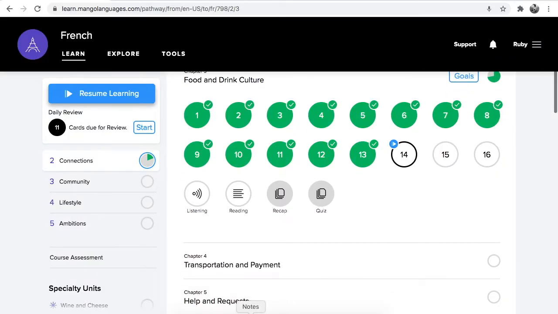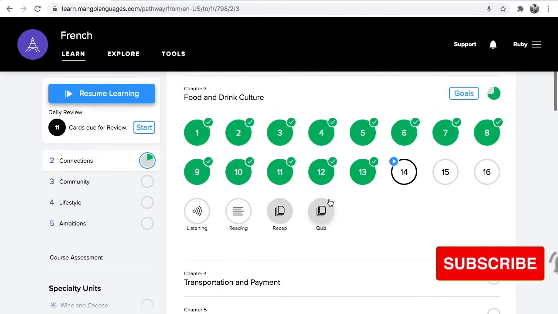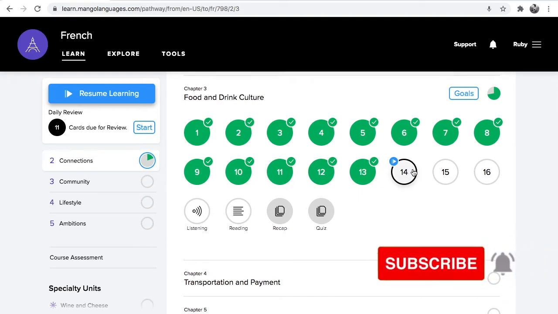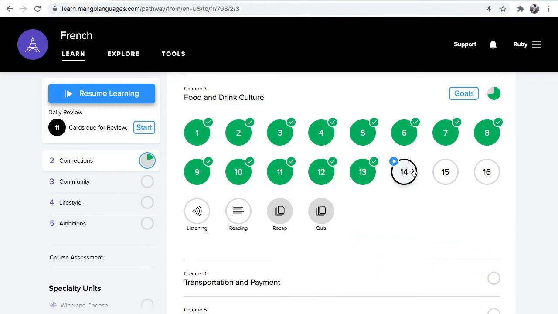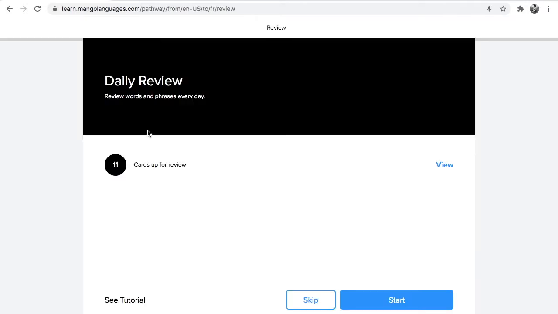I also want to talk to you guys about right here quickly, these little circles right here, the listening, reading, recap, and quiz. These are basically just to test you more on your ability of listening, reading, and understanding what you're hearing. And you get tested for each chapter based on what you reviewed for those lessons and just to see whether or not you have really grasped what you've learned in this particular section. So it's really cool. I also have these card reviews where you can start and basically review what you've already learned.